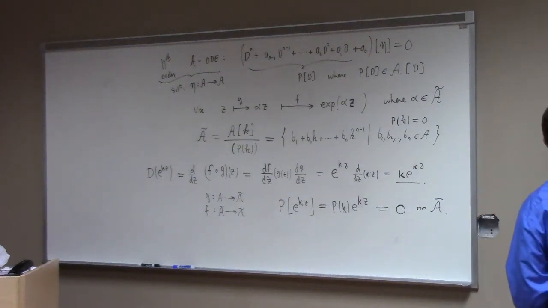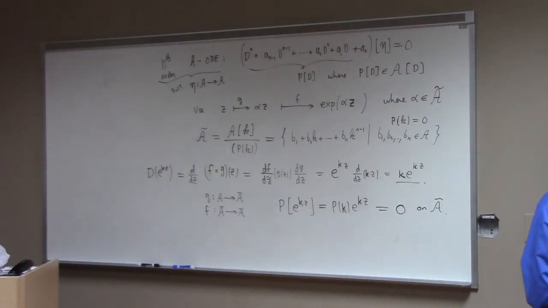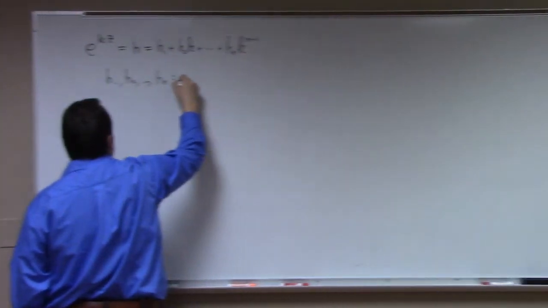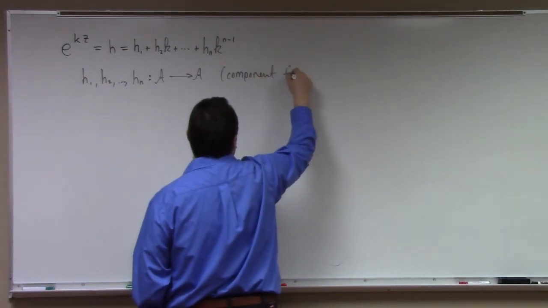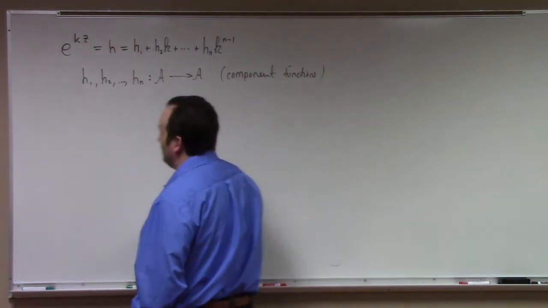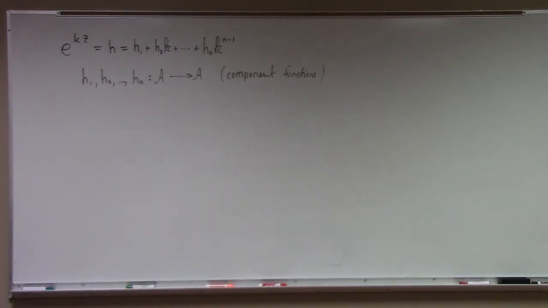But the thing is that this e to the kz, if I call that thing g, well, I mean, let me call it h, since g had a different meaning here, right? That's really h1 plus h2 k plus ... hn k to the n minus 1, right? And so the h1, h2, dot, dot, dot, hn, these are mappings from A to A. These are the component functions of the e to the kz with respect to the natural monomial basis of the characteristic extension algebra, all right?